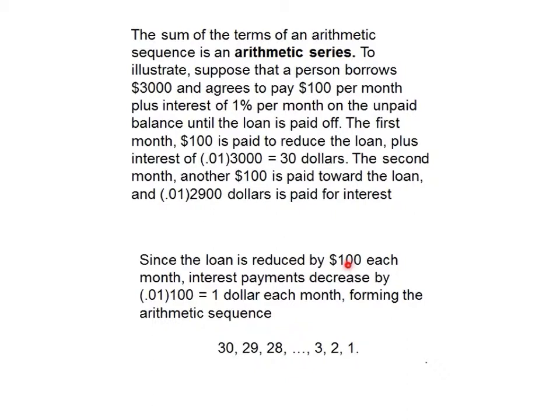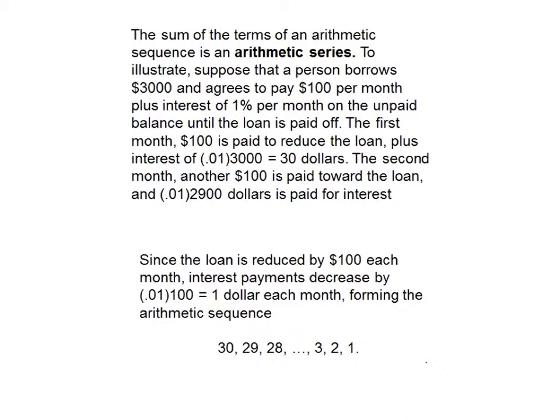Since the loan is reduced by $100 every month, the interest payment decreases by $1 each month, forming this sequence. The first month we paid $30 in interest. The second month we paid $29 in interest. The third month we paid $28 in interest, and so forth down to 1. What we can then do is add up each one of these values all the way down to 1 so that we know how many dollars we paid in interest over the course of 30 months.